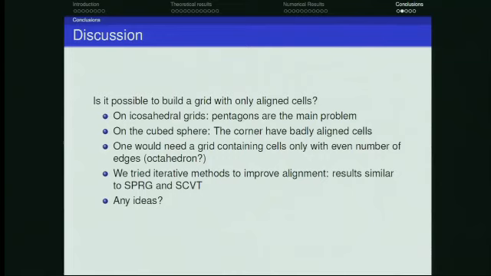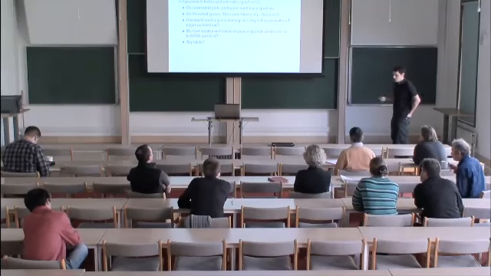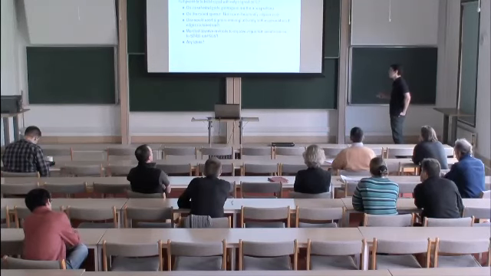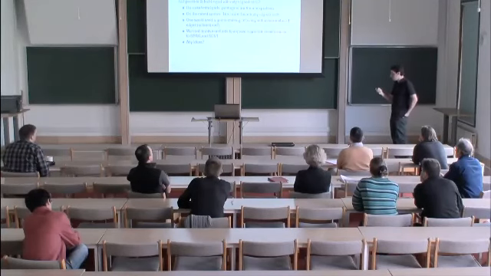In the beginning we thought, oh, this might be a nice solution, but it didn't work out as well. We tried some iterative methods to improve the alignment, like optimization procedures with the alignment index, and we got similar results to spring dynamics and SCVT, so we just didn't carry on further. So if anyone has any idea, I'd be happy to hear.